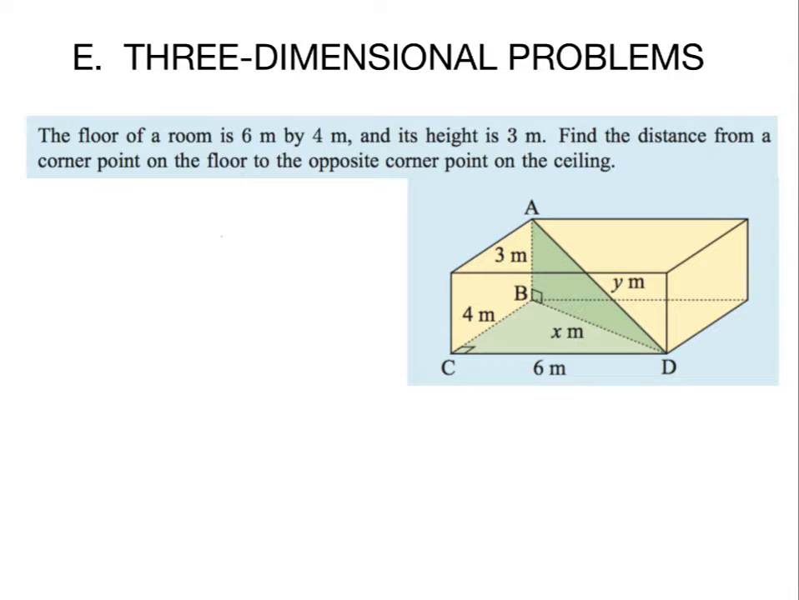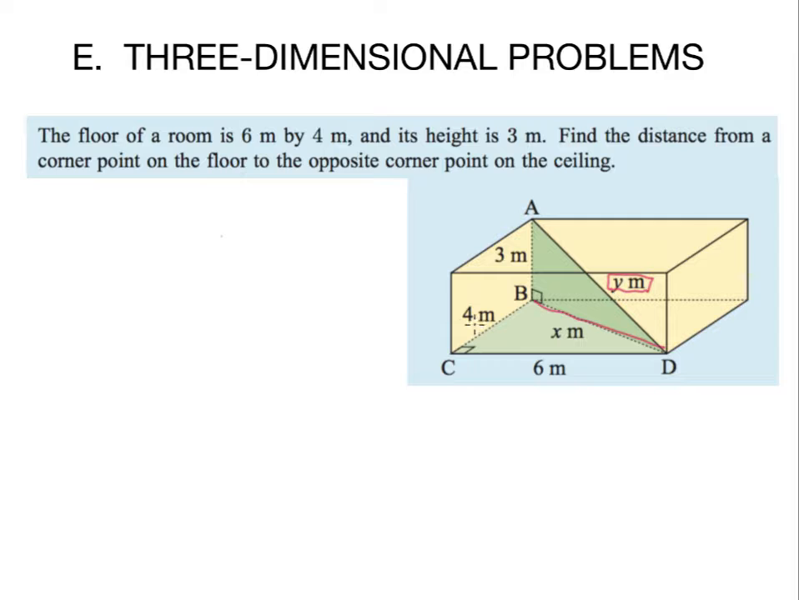So here's our diagram. Now notice I've drawn our room. It's a 4 by 6 base floor with a height of 3 meters, and I've labeled some important parts on here. This slanted line AD, which I labeled y, is what we want to figure out. That is the distance from the corner point on the floor to the corner point on the ceiling. Now, in order to do that, I notice it forms a right triangle, but I have two missing lengths, the x squared and the y squared. So I need to first solve for x before I can figure out y.